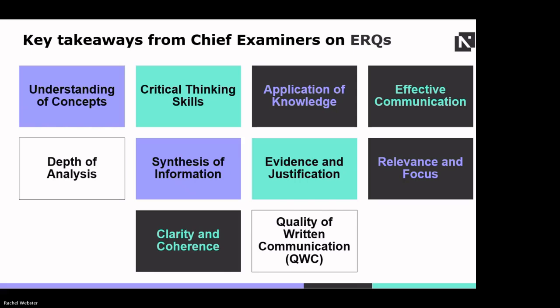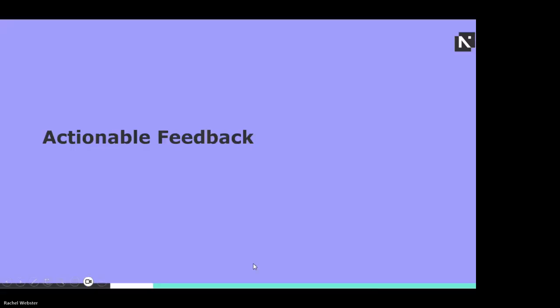What do we do next? So how do we feed that forward and how do we make that work for our students and help them level up in terms of leveling up those higher order thinking skills, so those AO3 skills. So moving on, we're going to have a look at actionable feedback technique.